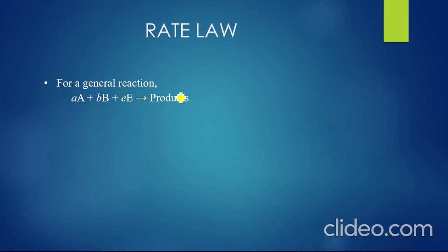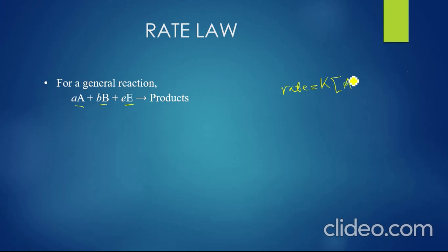So here you have another example. Now you have three reactants reacting to produce these products: reactant A, reactant B, and reactant E. If you are asked to determine the general form of the rate law for this reaction, how can you determine it? You say rate is equal to, just after the equal sign, you write the rate constant k, and then you write the concentrations of the reactants.